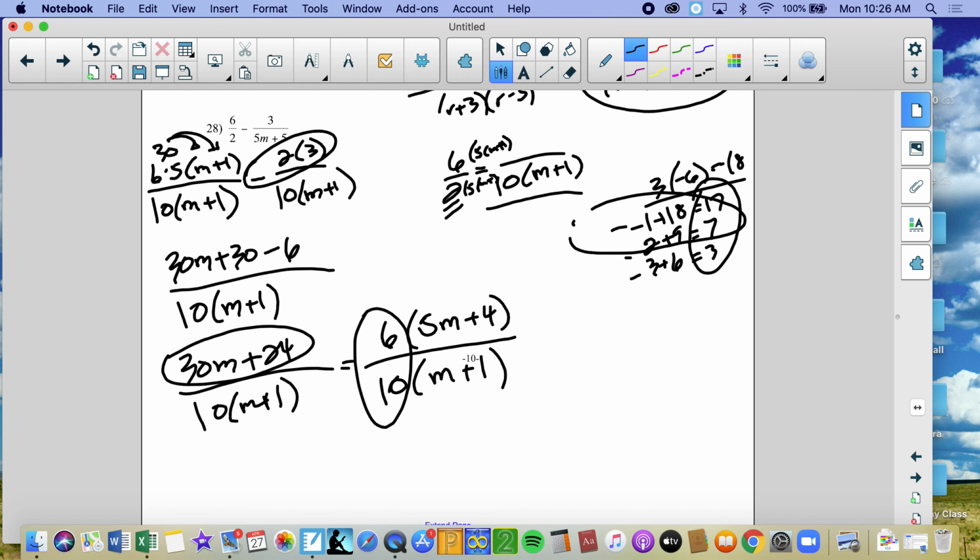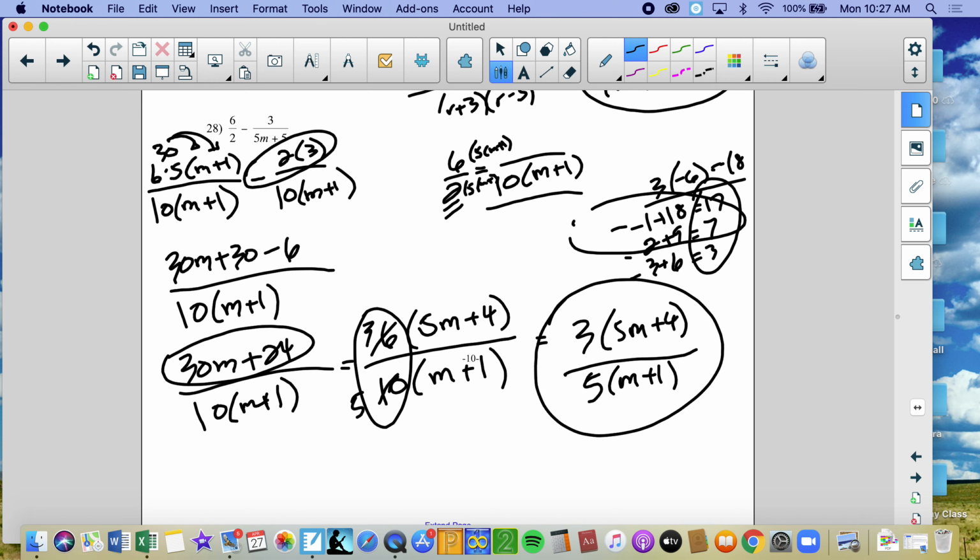So we can simplify these. What goes into 6 and 10? A 2. So that becomes 3, that becomes 5. You cannot cancel these m's because they're being added and subtracted, and they're in parentheses. So my final answer is 3 times the quantity 5m plus 4 over 5 times the quantity m plus 1. That is the best high school answer.